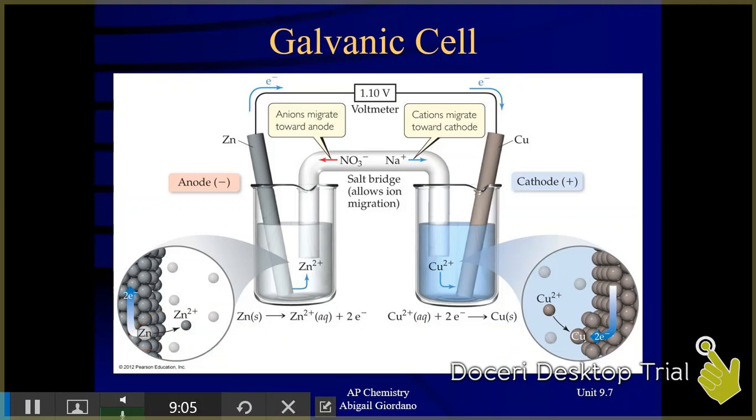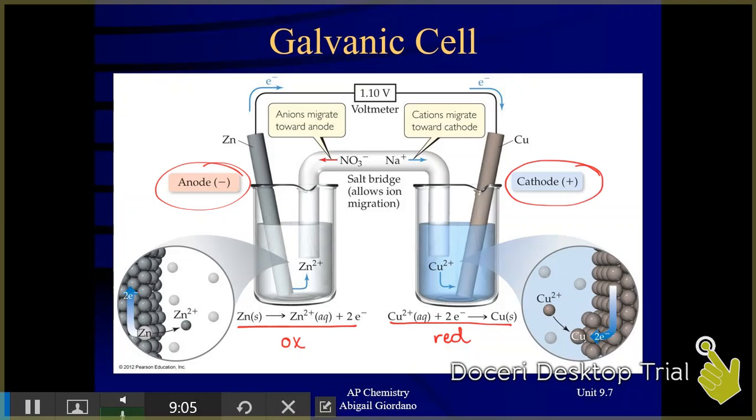Okay, one final thing I would like to point out. This half reaction is oxidation, this half reaction is reduction, okay? Wherever oxidation is taking place in a galvanic cell, that half cell is called the anode. Wherever reduction is taking place, that half cell is called the cathode.